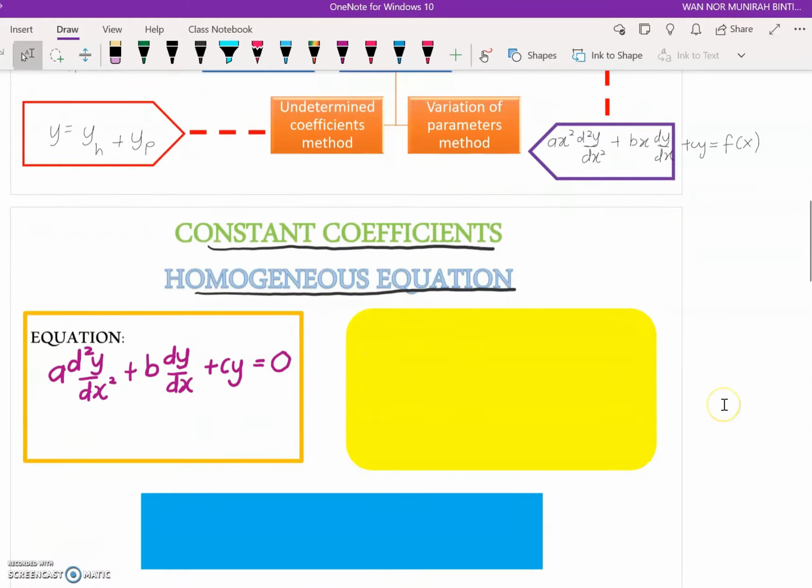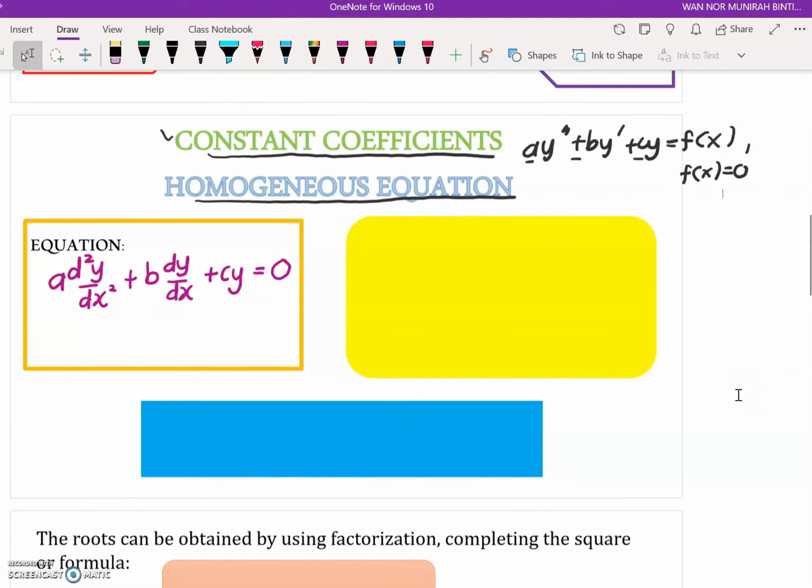So what is meant by homogeneous equation? Your f(x) equals 0. The standard equation is ay'' + by' + cy = f(x). a, b and c are all constants. So we have constant coefficients, and then homogeneous equation, which means that your f(x) equals 0. So when your f(x) equals 0, we have this kind of equation. This is a second order linear differential equation with constant coefficient, and then we have homogeneous equation.